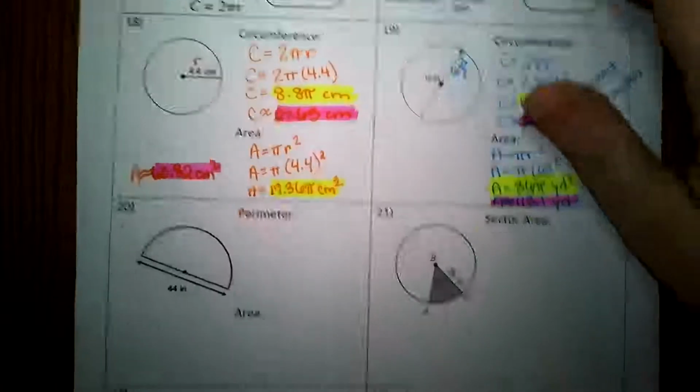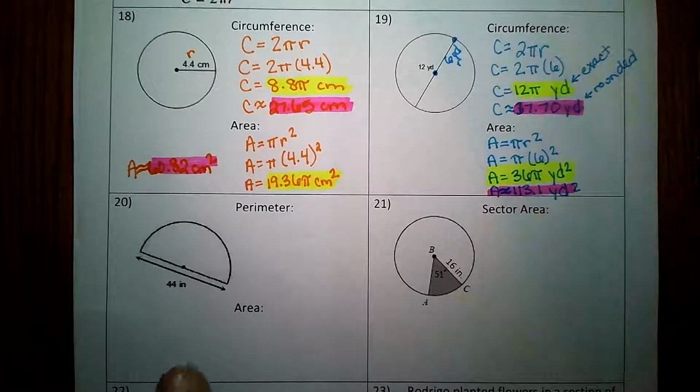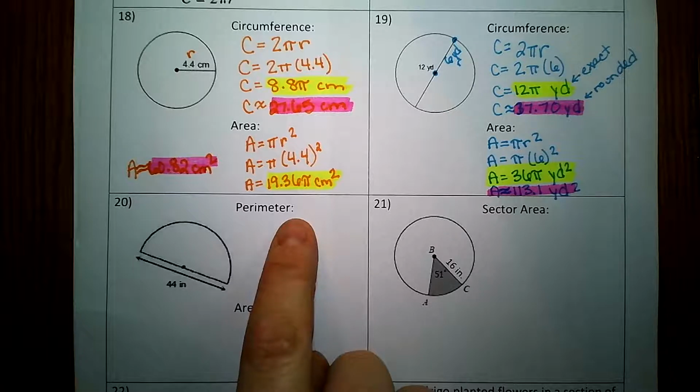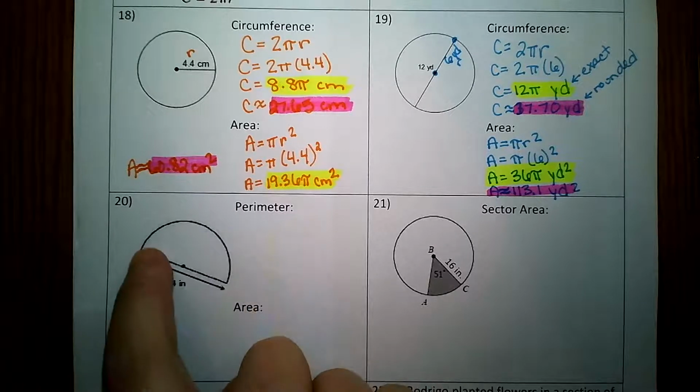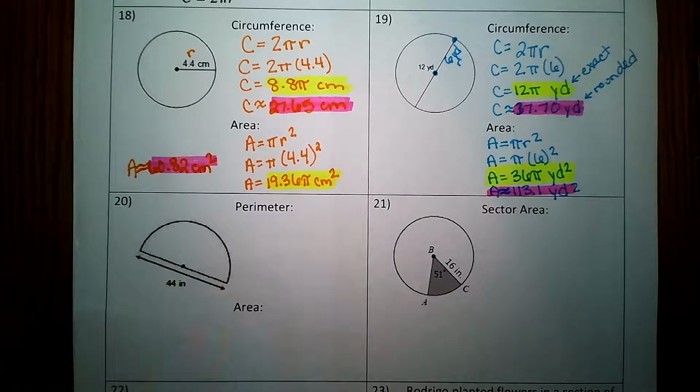All right, number 20 makes you think just a little bit. Here we're not looking at a full circle, we're looking at a half circle, also known as a semicircle. So I wouldn't be calling the distance around circumference anymore. It's kind of circumference. And then we've also got this straight line.